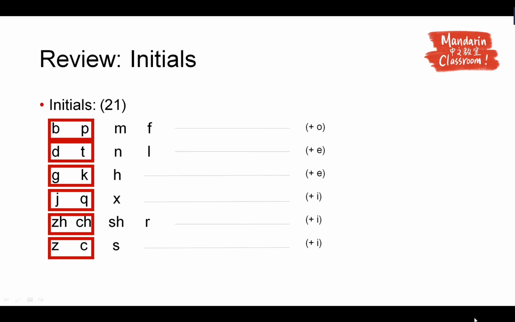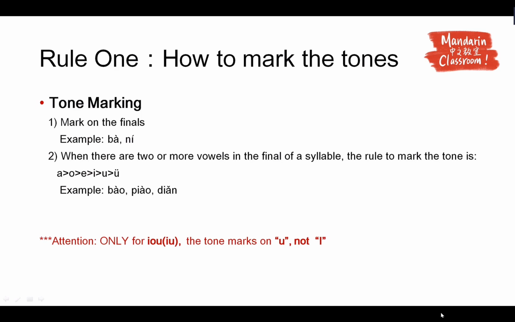Let's learn the new content. Learning the special rules. Rule 1. How to mark the tones. We have learned the tones, but we also need to know where to mark the tones. So there are 2 rules for marking the tones. Firstly, the tones only mark on the finals. We could see the examples. 爸 你. A and I are the finals, so we mark the tone on the finals.